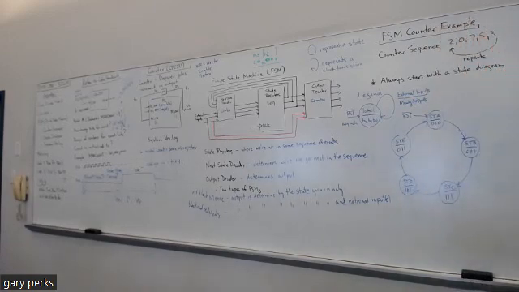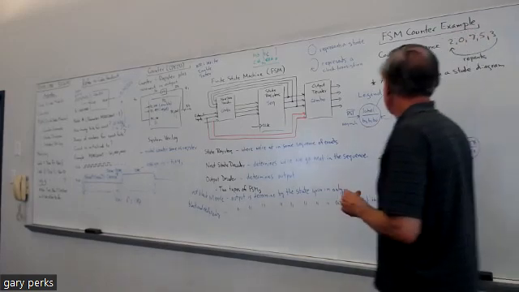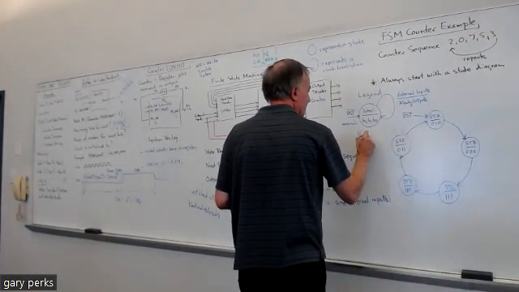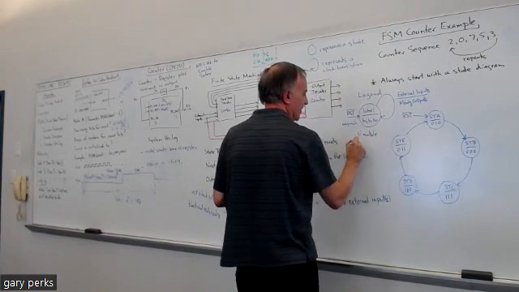Okay, now to make it more interesting, I'm going to add an external input. And this external input that I'm going to add is an enable. And I'm going to make it active high.